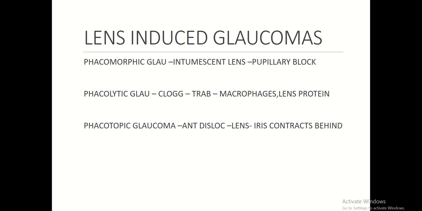Then phacotopic glaucoma. This is nothing but anterior dislocation of the lens. Once the lens dislocates into the anterior chamber, the iris contracts behind the lens, creating another pupillary block, and that is called phacotopic glaucoma.